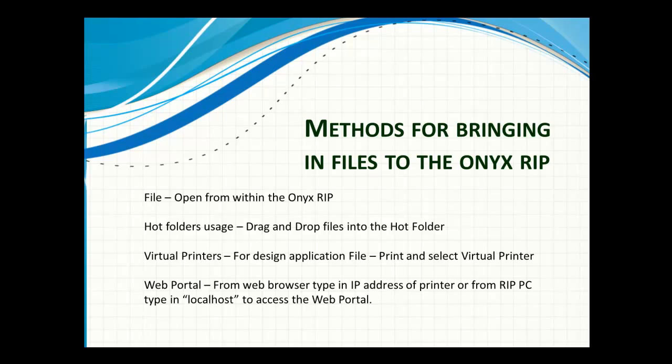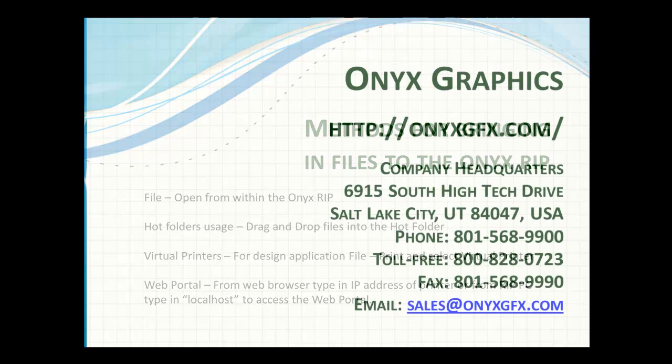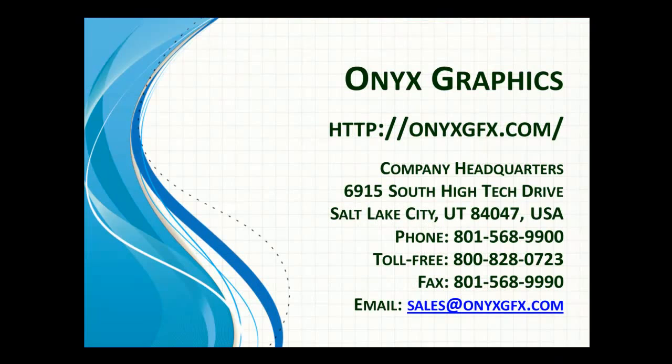And there we have our 4 methods of bringing files into the RIP. File open from within our RIP software, through the use of hot folders located in the ONYX folder and then input folder, through virtual printers which are accessed from File and Print from any application, and through our web portal by entering in the IP address of the printer into the address line of the web browser. This will conclude our instructional video presentation of how to RIP files using the ONYX RIP.